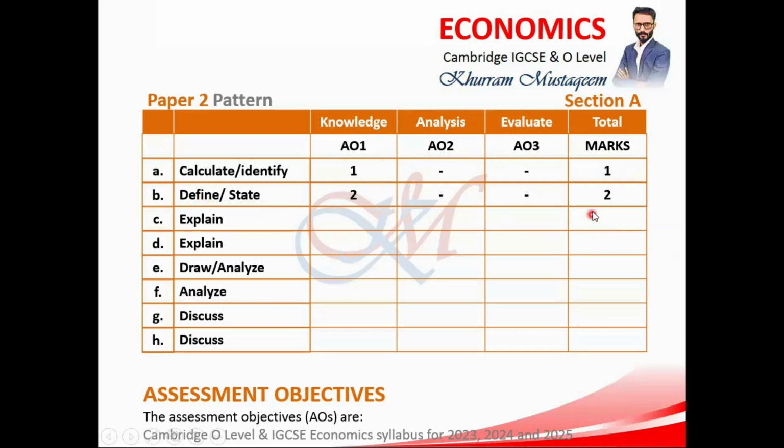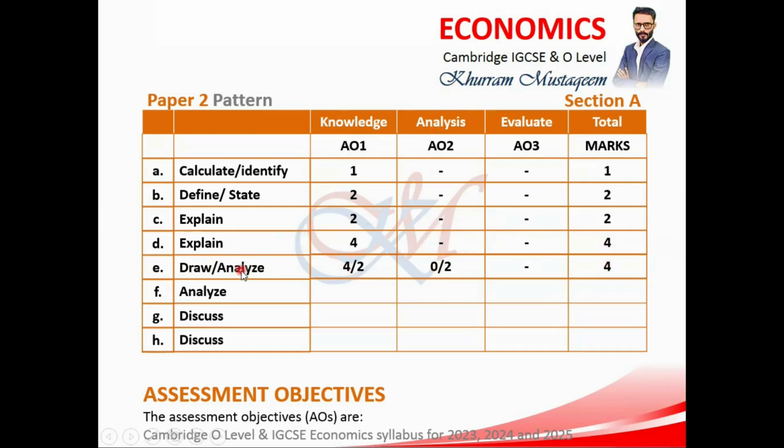Part B, define or state, 2-mark question, and you have to write only knowledge. You will get 2 marks on the basis of knowledge. Explain, 2 marks, you will get 2 marks on the basis of knowledge. Explain, 4 marks, you will get 4 marks on the basis of knowledge. Now, when the question comes with draw, you have to draw the diagram, and you will get 4 marks on the basis of knowledge. There is no analysis, it means 0. When you add 4 plus 0, you will get 4 marks.